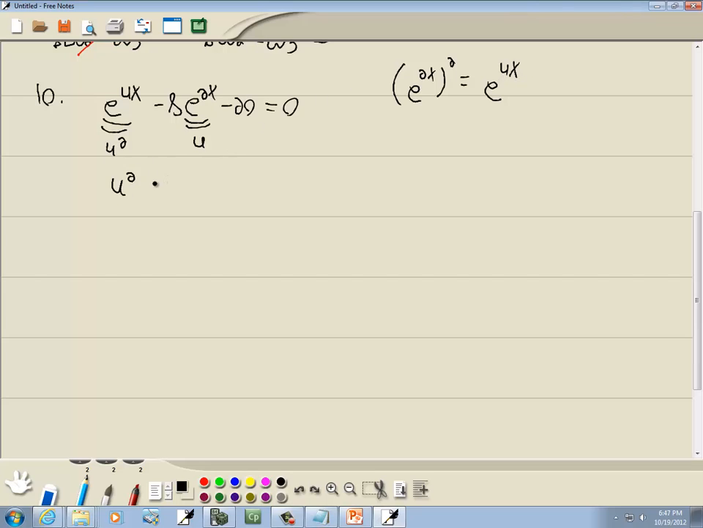So we can rewrite this as u squared minus 8u minus 20 equals 0. And I want to factor that using the PST method. So that's u minus 10 times u plus 2 equals 0. Zero factor property from college algebra. You get 0 on one side, you factor the other side, and you set each factor equal to 0.